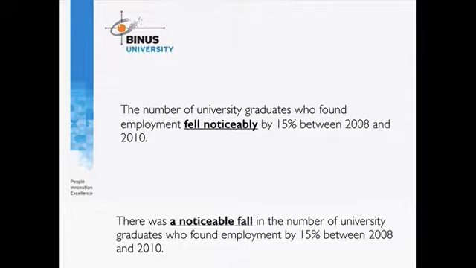So you've got the first one, the number of university graduates who found employment fell noticeably by 15% between 2008 and 2010. And then in the second one, we have there was a noticeable fall in the number of university graduates who found employment by 15% between 2008 and 2010. So with the first one, fell noticeably, we have the verb plus adverb. And then with the second one, we have noticeable fall, which is an adjective plus noun.